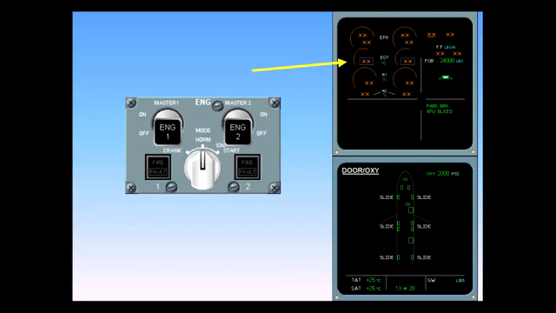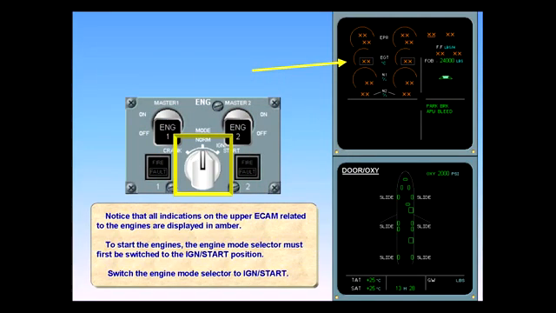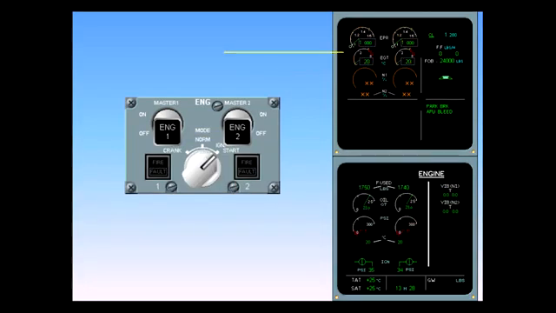To start the engines, the engine mode selector must first be switched to the ignition start position. Switch the engine mode selector to ignition start. The full authority digital engine controls are now energized and engine parameters are displayed on the engine warning display. The N1 and N2 gauges remain amber as long as their respective value remains below 3.5%.